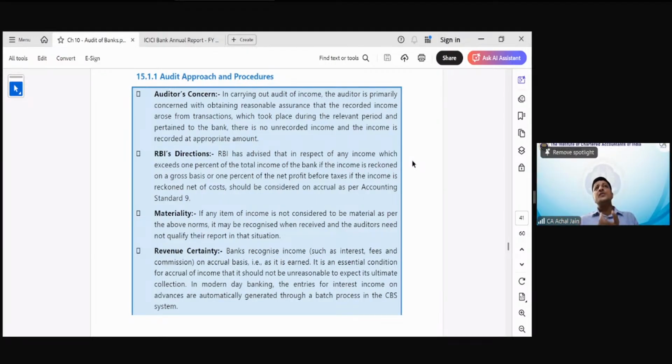Remember, the RBI norm says if there is an NPA, income should not be recognized by the bank on that. So whether the bank has done that or not. Correct.